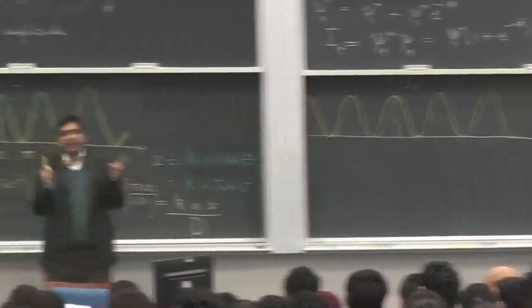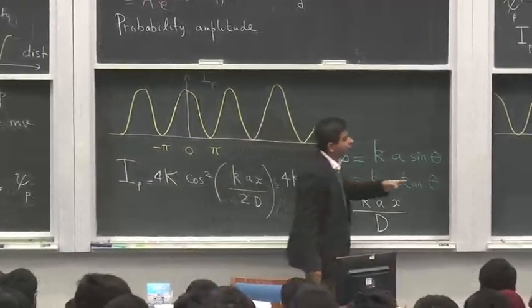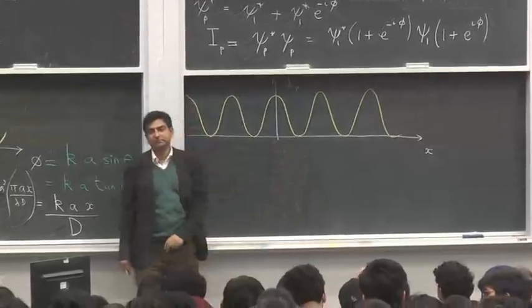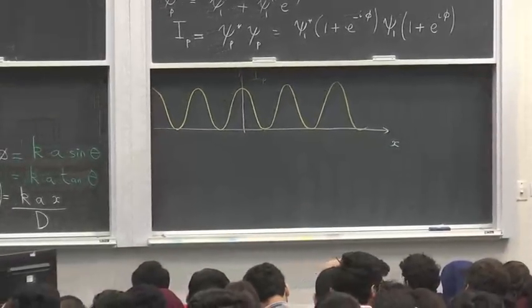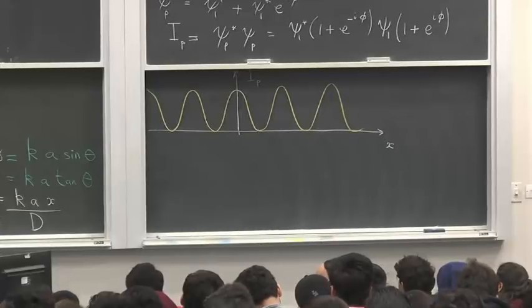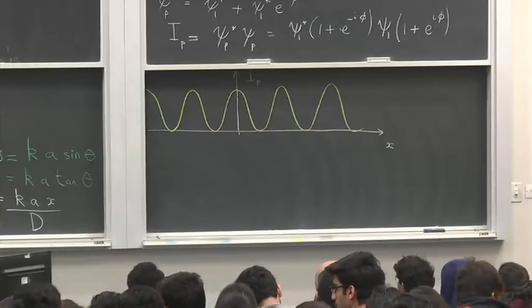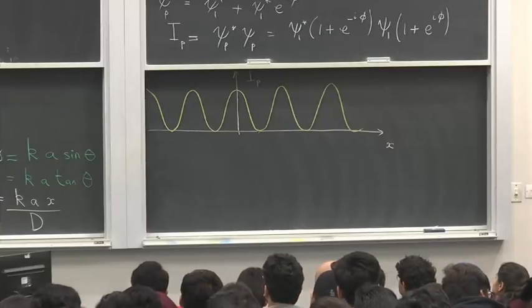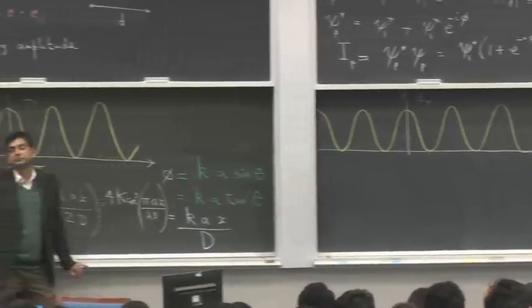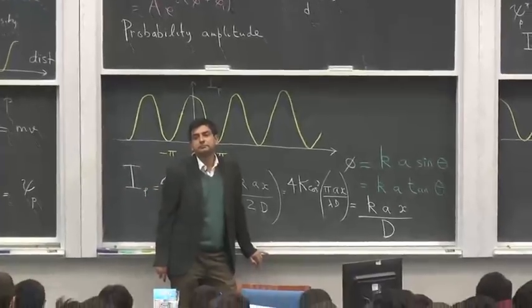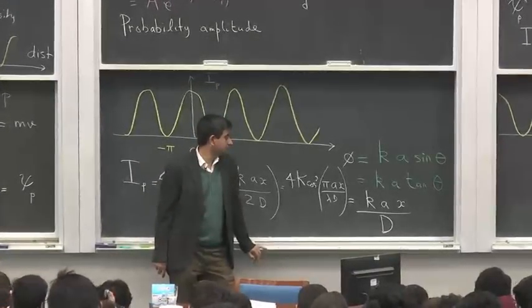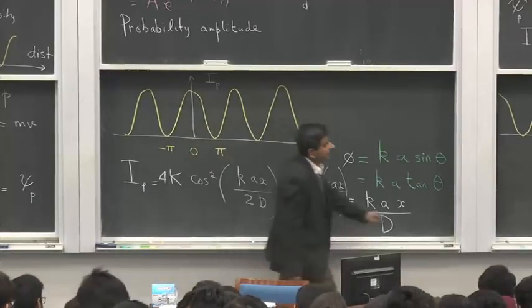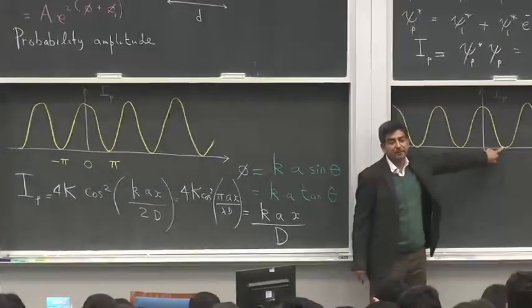Now I give you 2 minutes to think about this. I would like to find out what's the point of the first minimum on this side. Can you tell me what this point is going to be? Lambda D.